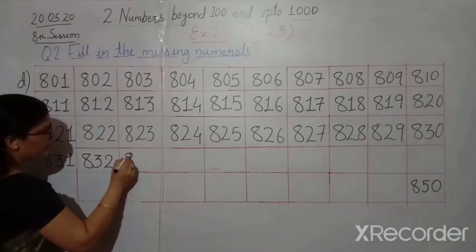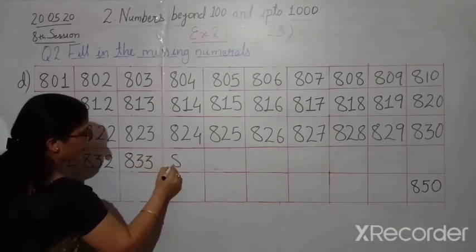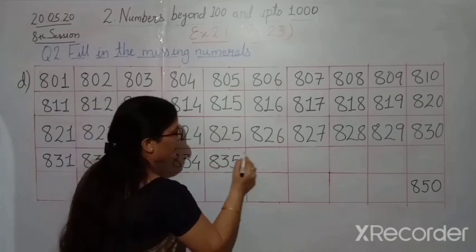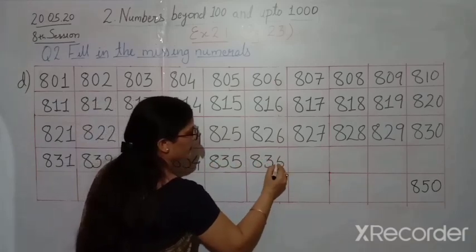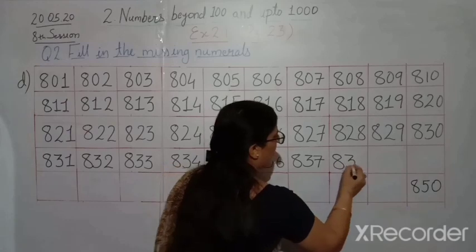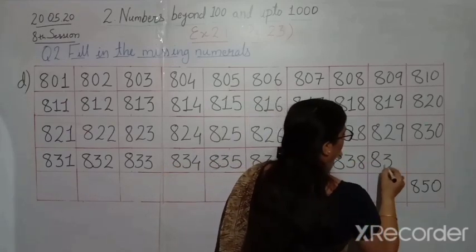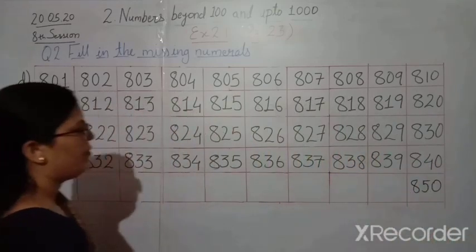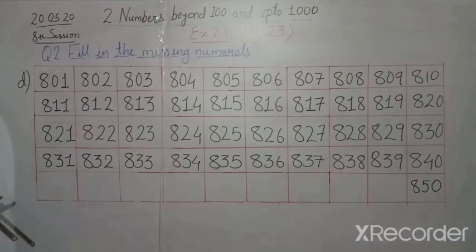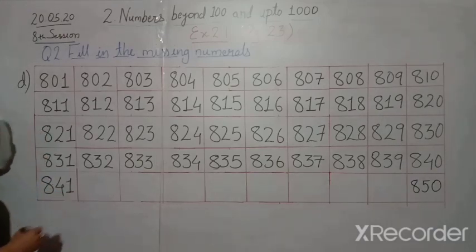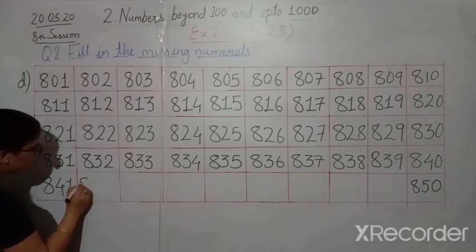Then 832, 833, 834, 835, 836, 837, 838, 839, 840. That was from 831 to 840. Now what will come after 840? It will be 841. Now continue from here.